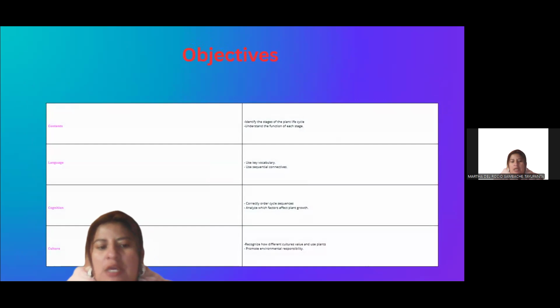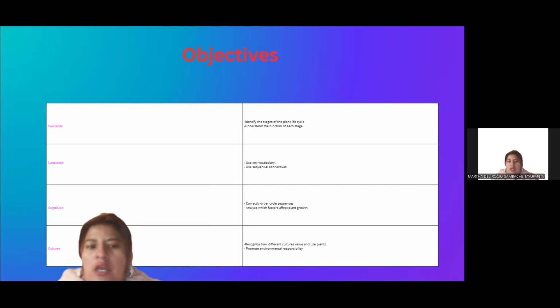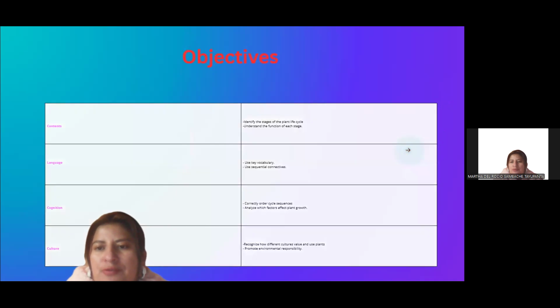The objectives: we have objectives for content. Here, the students identify the stages of the plant cycle and understand the function of each stage. For language, students use key vocabulary and sequential context. For cognition, students correctly order the cycle sequence and analyze which factors affect plant growth. And for culture, they recognize how different cultures value and use plants and promote environmental responsibility.